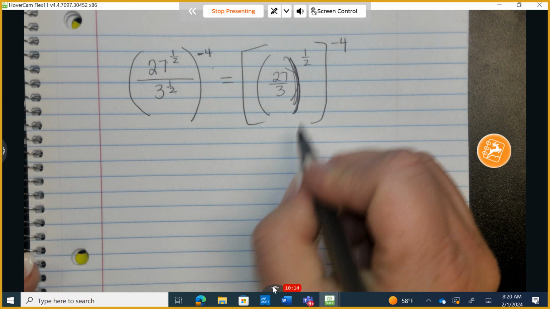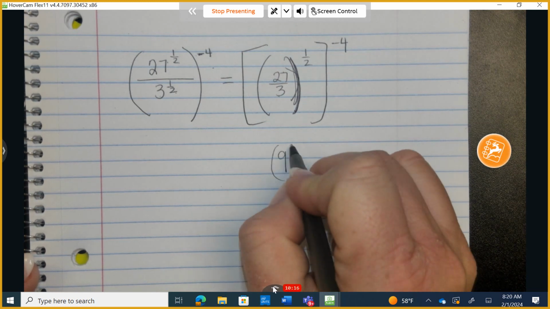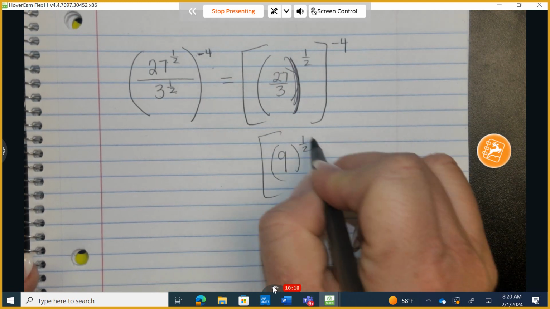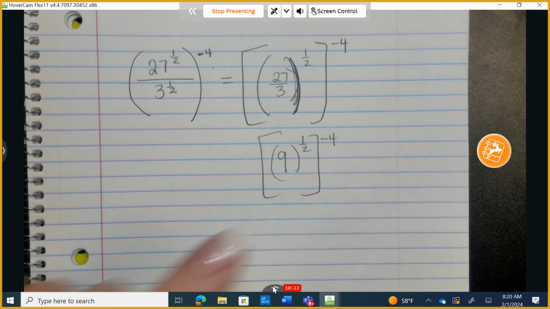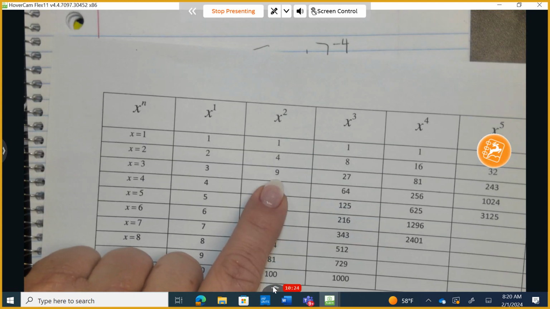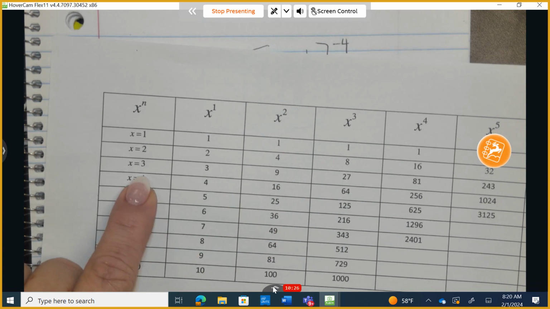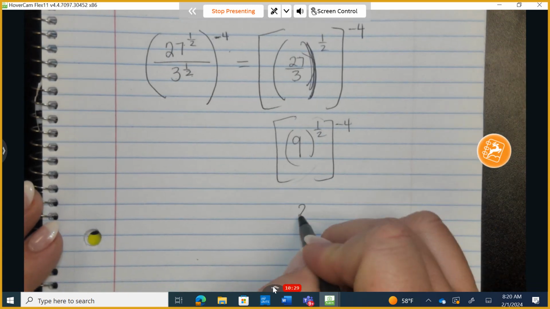27 divided by 3 is 9. 9 to the 1/2, and then raised to the -4. Okay, let's find it. 9 to the 1/2 means go into column number 2, locate a 9, go off to the side, and it is a 3. So this portion is a 3.